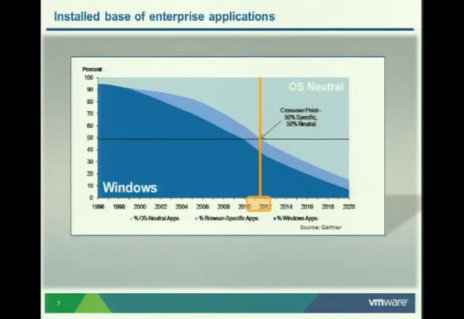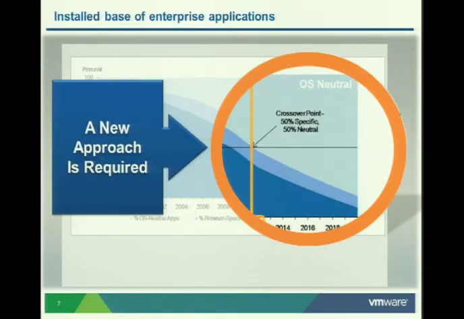So when does that crossover point occur? And actually, in reality, where we see it occur is in 2011. So we've actually already crossed it. This is a reality many of you have already been dealing with and understanding, right?